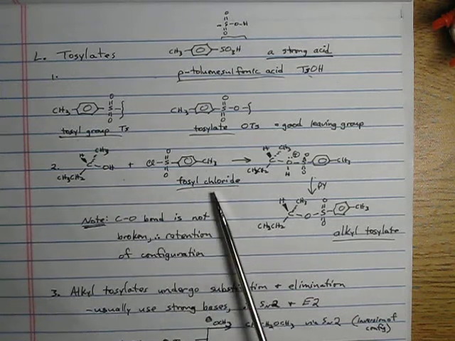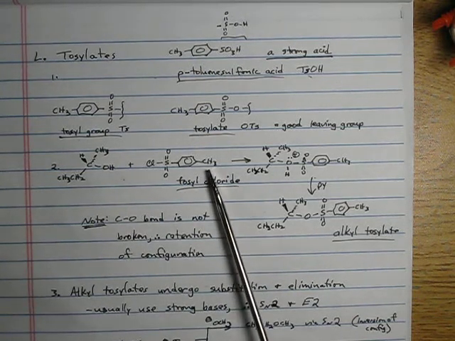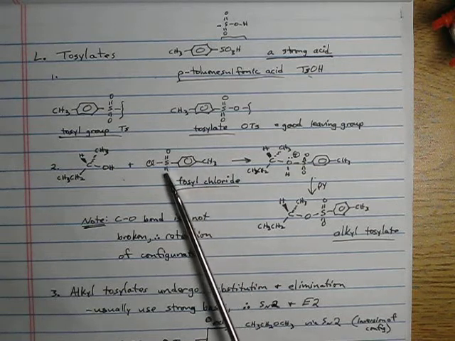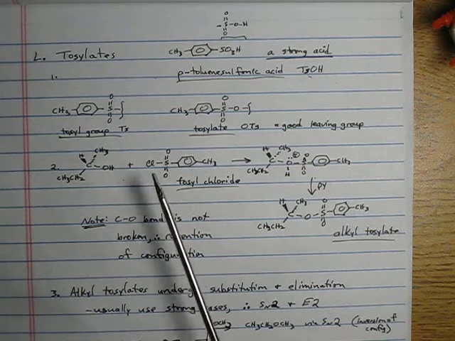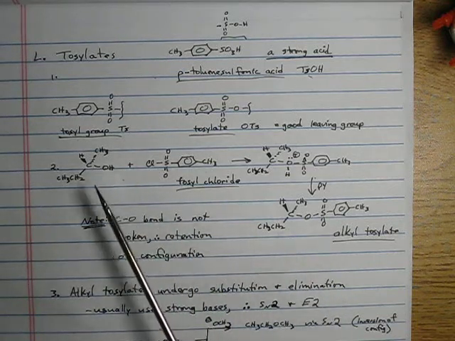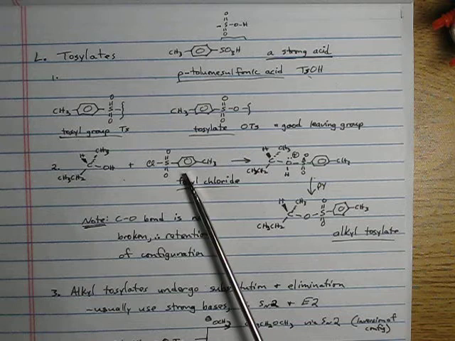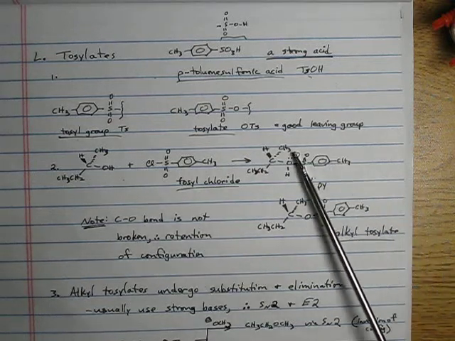You can add tosyl chloride. Here's our, looks like para-toluene sulfonic acid, but instead of an OH, you have a Cl. You just buy this stuff. Buy your tosyl chloride, and if you react an alcohol with tosyl chloride, you get this beast here.